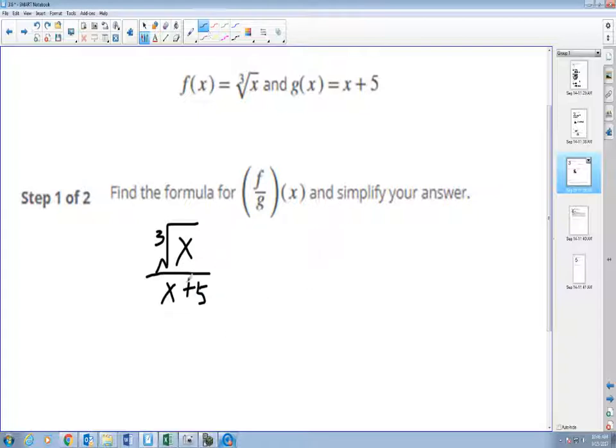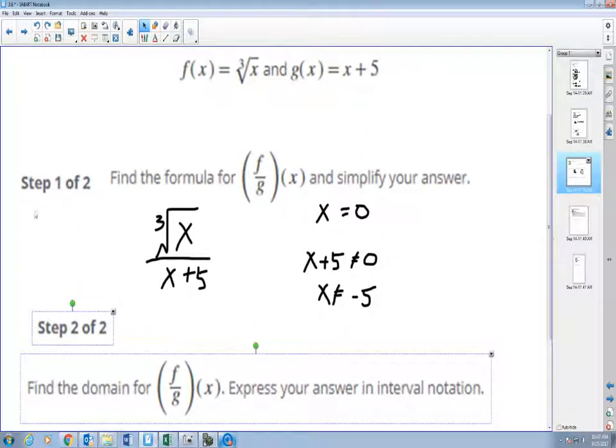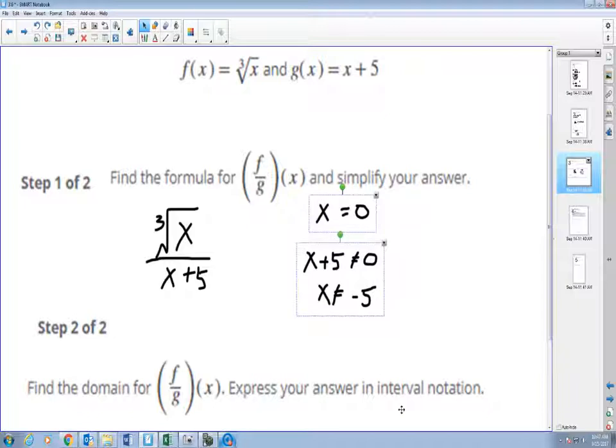So if I set what is inside the cube root equal to 0, my x is equal to 0, to give me an idea of where I may start. My restriction on the domain: x plus 5 cannot be 0. Therefore, my x cannot be -5. Alright, I do all that for the domain part right here. So as far as step 1, this is the answer. Let me move these guys downward.